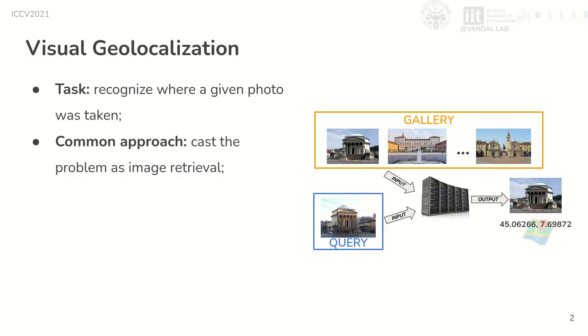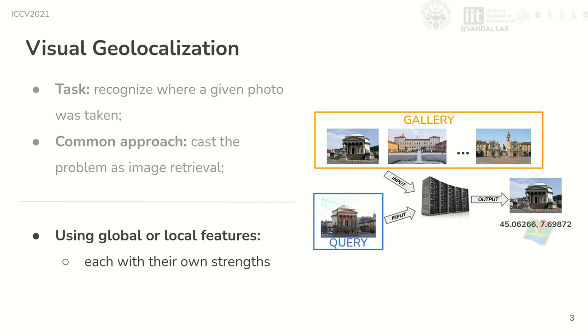Visual geolocalization is the task of recognizing where a given photo was taken. This photo is usually called a query. This is commonly tackled as image retrieval, where, given a large gallery of images with GPS coordinates, the goal is to find the most similar match to the query. The problem is approached using global or local features. Here we propose GeoWarp, a method which takes the best of both worlds.